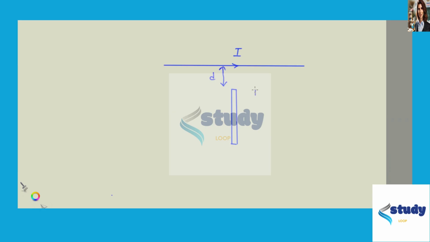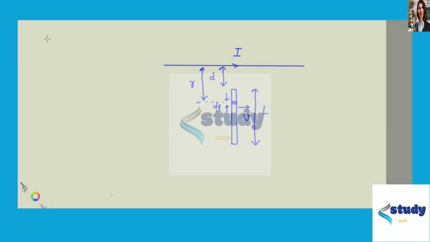Length of this metal bar is given as L, and it is moving towards right with the velocity v. Then there is a small segment of this metal bar taken at a distance r from the current carrying conductor. The width of this small element is dr.